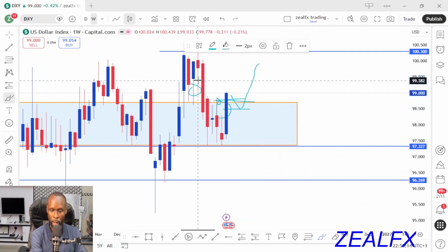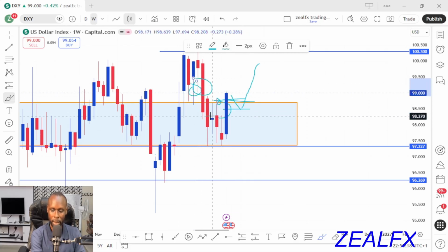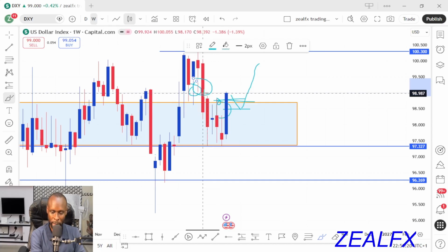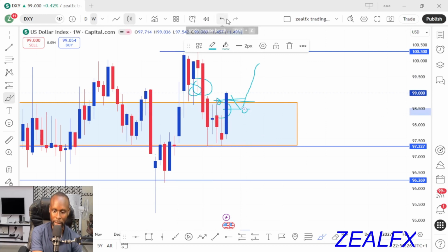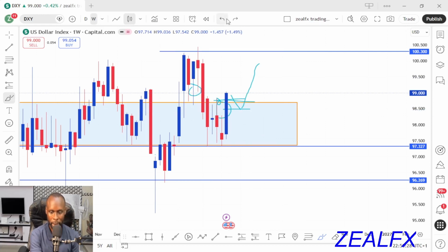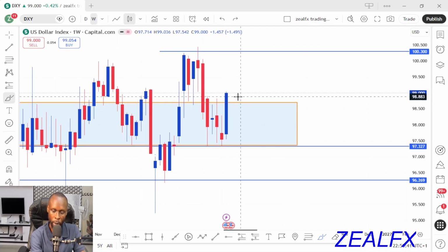Because this resistance is a danger level. We cannot buy from this resistance. It is risky buying from this particular resistance level. So we expect price to come to this support area for us to make any decision on buying the dollar index. So this week we have to wait for a reversal of price back to that weekly support level. Then we can start making our decision for buy.